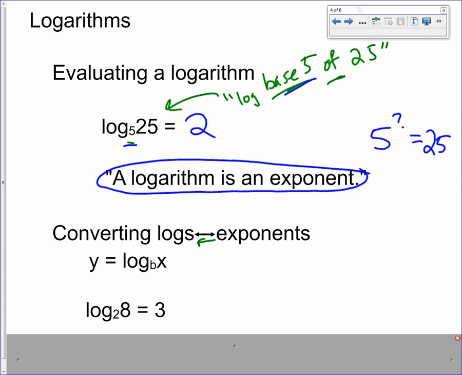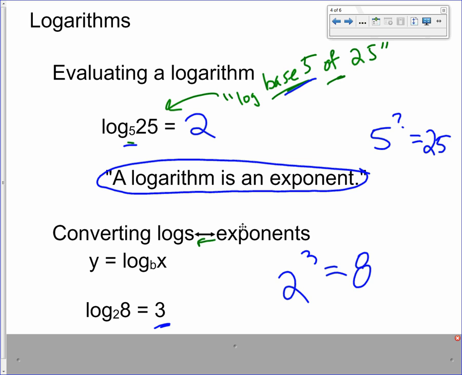So here's an example. Log base 2 of 8 equals 3. And this is true because when the base is 2 and the exponent is 3, because the logarithm is the exponent, 2 to the third power, 2 times 2 times 2, is 8. So notice how those numbers keep appearing.